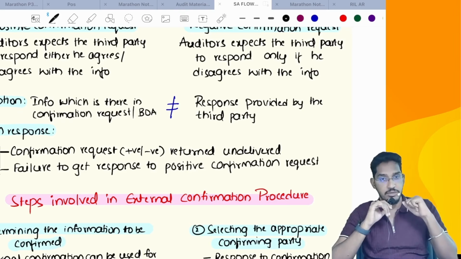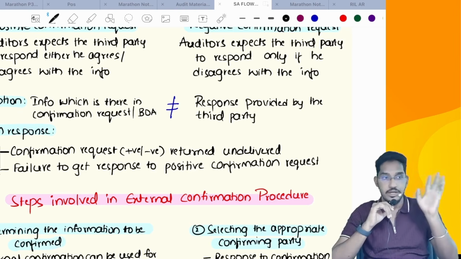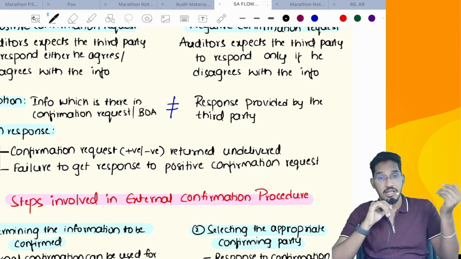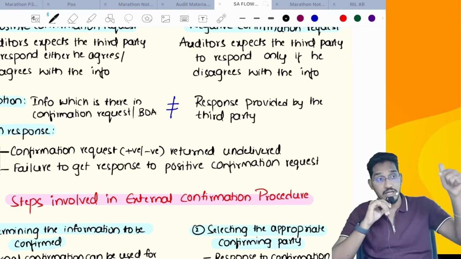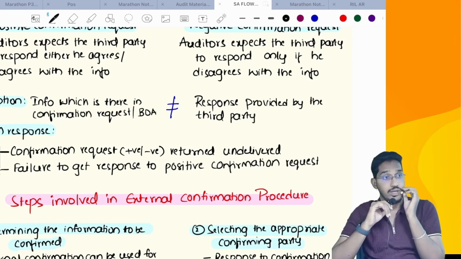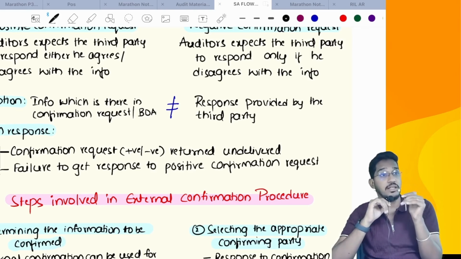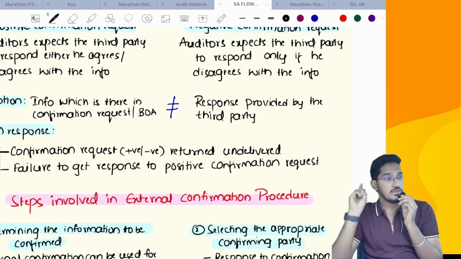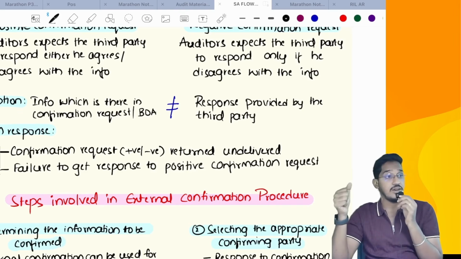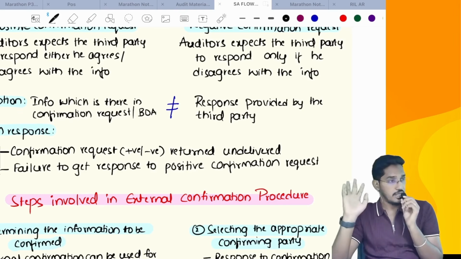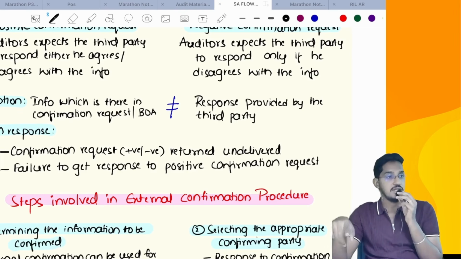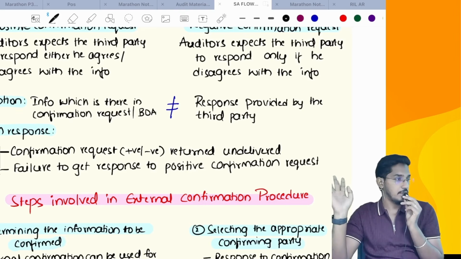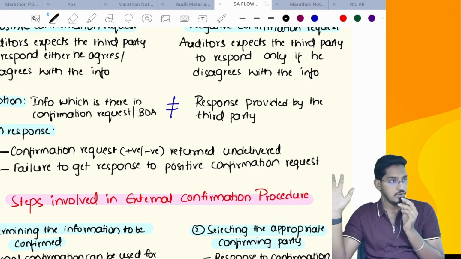If I send a negative confirmation request and I did not get a reply, will I consider that also as non-response? That you can't consider as non-response. Why? Because in the case of a negative confirmation request, the other party is required to reply only when he disagrees. If you don't get the reply, that means he has agreed. So non-response covers two cases. Number one, confirmation request got returned undelivered, either positive or negative. Number two, you sent a positive confirmation request, but you did not get a reply from the third party. Understood? Clear about all the five definitions?